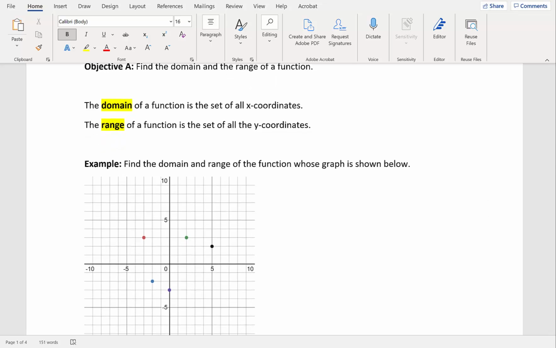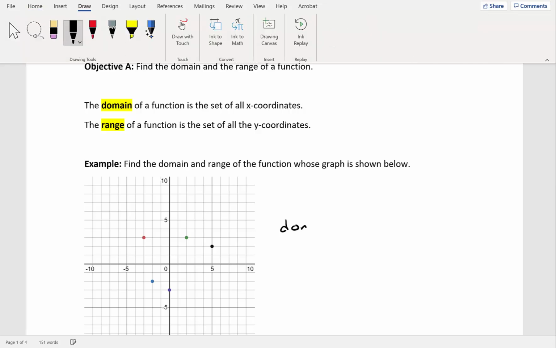Let's take a look at an example. In this particular example, we're just given some points on the rectangular coordinate plane. So let's go ahead and figure out what our domain is. We're going to use set notation here, and all we have to do is just read off what our x values are for these points.